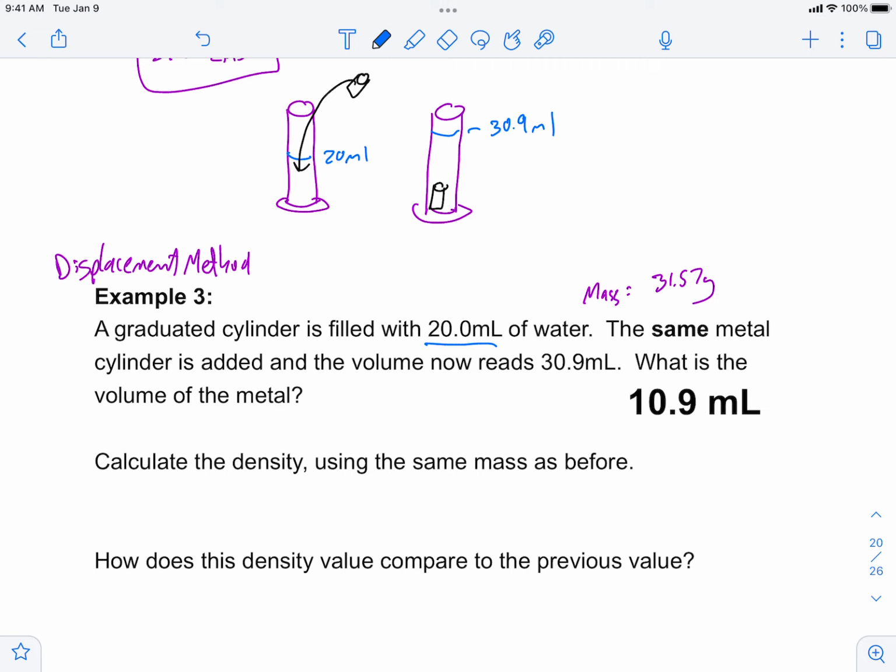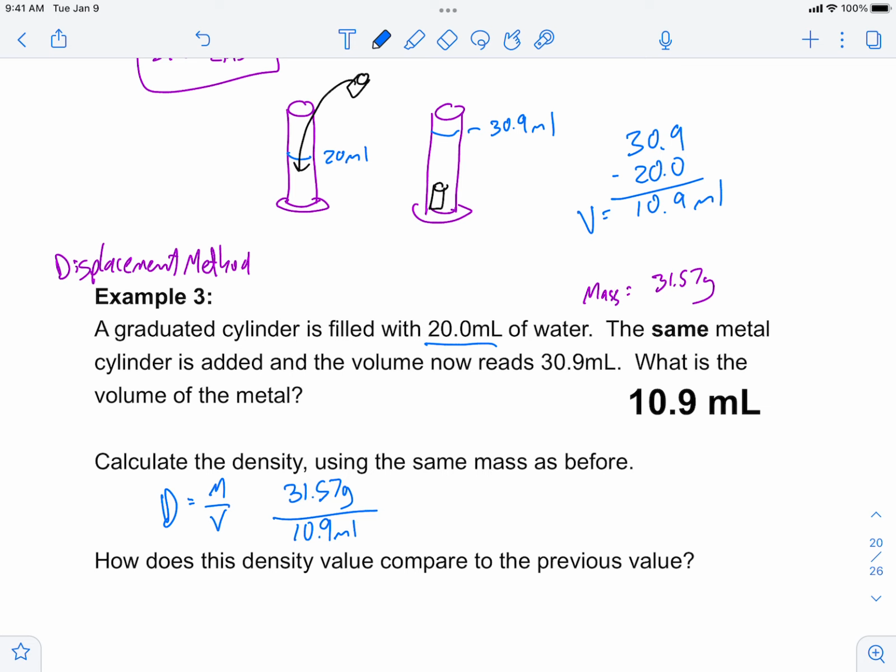So you can do this and you can figure out the volume. And all you need to do is take the difference. So 30.9 minus 20.0, 10.9 milliliters is the volume of the metal. So let's find the density. We need the mass over the volume. We have the mass, 31.57 grams. We have the volume, 10.9 milliliters.